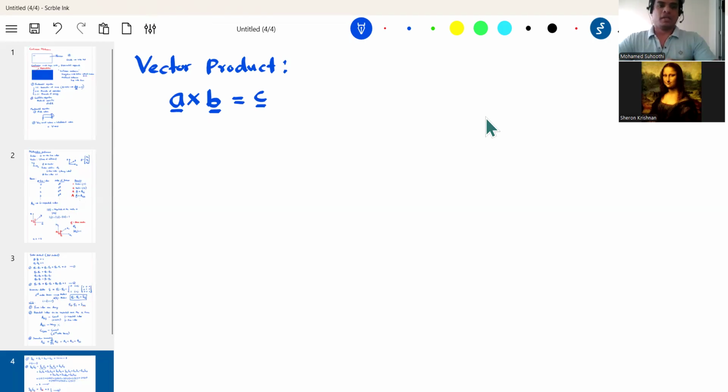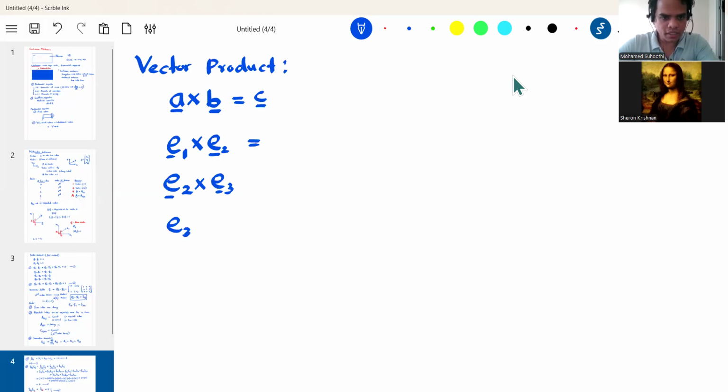Okay, right. Now again, I'll come to our definition. So now the definition is the cross product between our base vectors. So what is a base vector? E1 cross E2. Similarly, E2 cross E3. Again, these are the definitions. E3 cross E1.